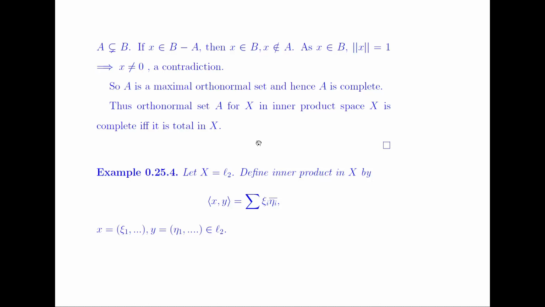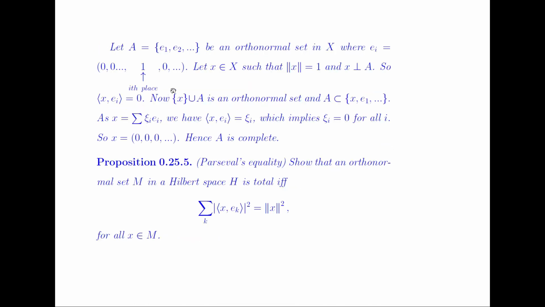Now let us discuss some examples. Let X be the L2 space and define the inner product in X by the inner product of x, y equal to the summation of xi_i times eta_i bar, where x is equal to (xi_1, xi_2, and so on) and y is equal to (eta_1, eta_2, and so on) belong to the L2 space. Let A be an orthonormal set in X where e_i is equal to (0, 0, and so on, 1, 0, and so on), and this 1 is in the ith place only. So we get e_1 having 1 in the first place, e_2 having 1 in the second place, and so on.